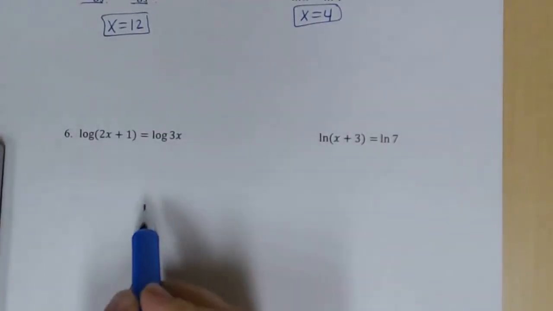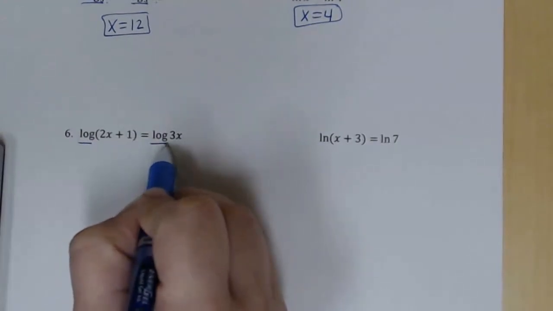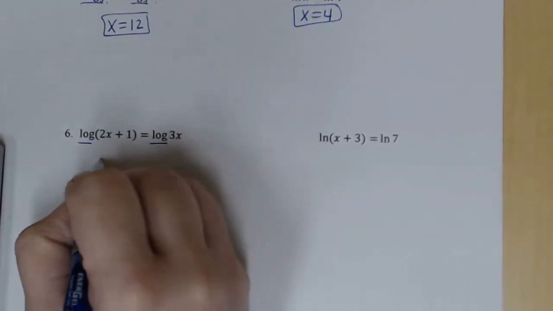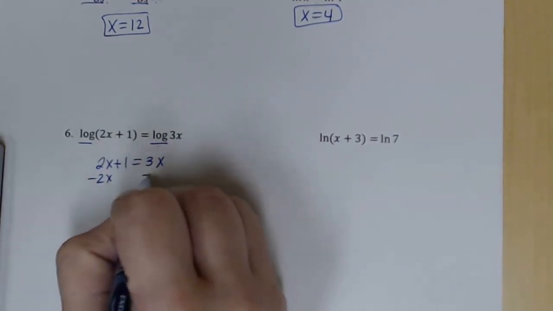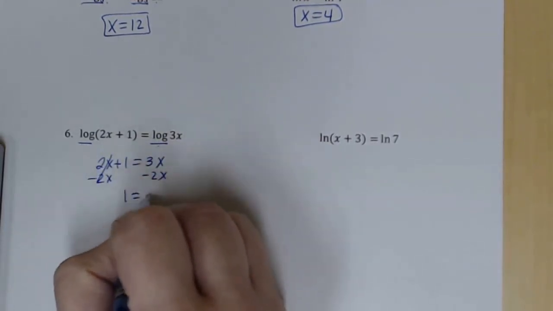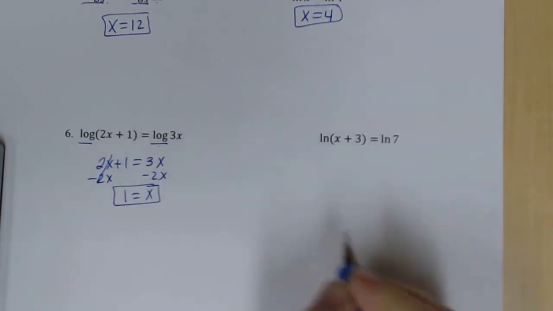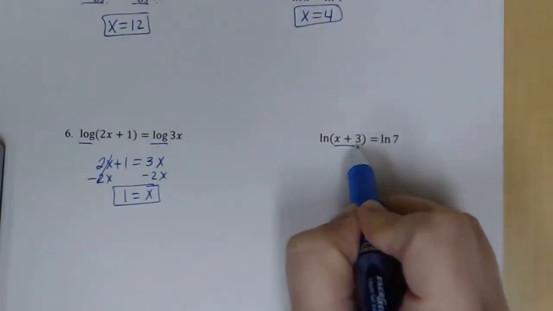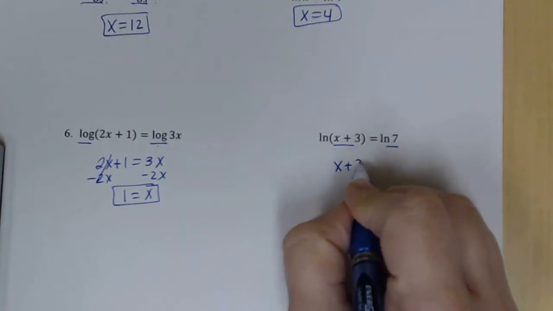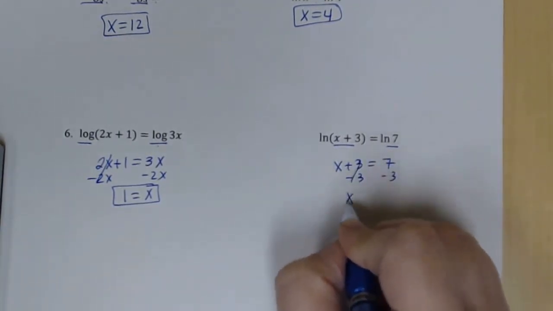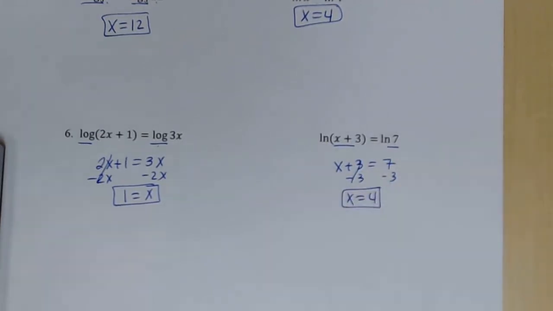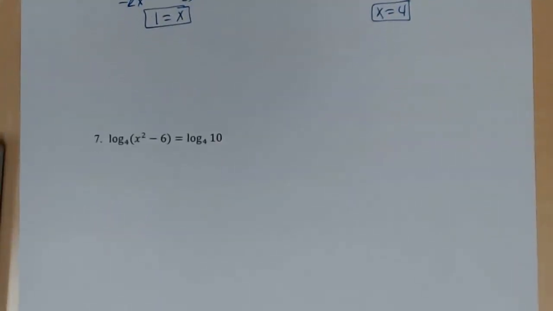Basic problems. Let's step it up. Log and log. So I'm logging both sides. They're equal. So that means 2x plus 1 has to be equal to 3x. And then I just solve for x. So that gives me 1 equal to 1x. Over here with ln's, if I'm ln'ing both sides, then that means by the one-to-one property, x plus 3 has to be equal to 7, and then I can solve it from there. So x is 4.